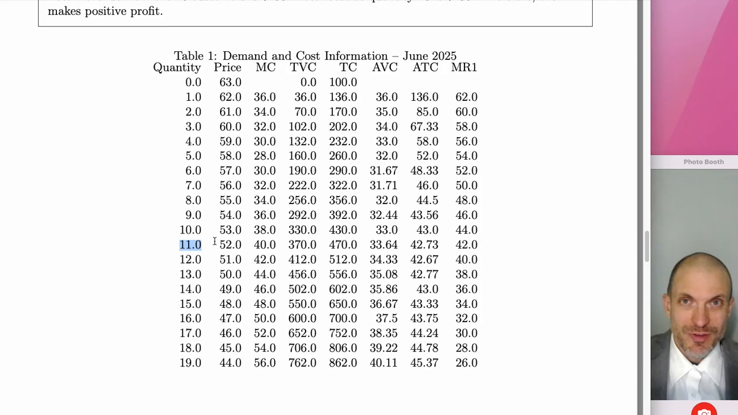But we have to actually verify that we're making positive profits. Otherwise, our actual solution is going to be 0, and then our profits are going to be a loss of this 100, which is our fixed cost. Okay, so then we also have to verify, is 52 bigger than average total cost of 42.73? Yeah, it is. So we're fine.